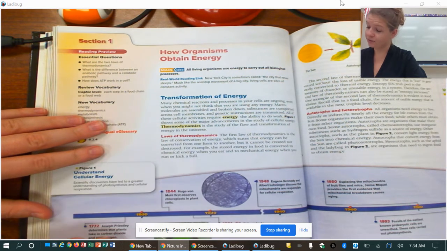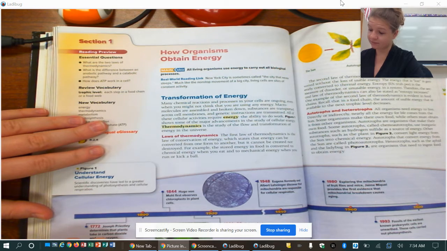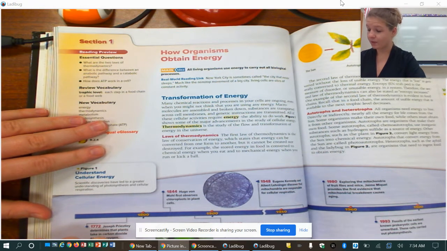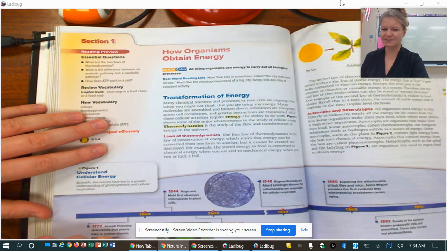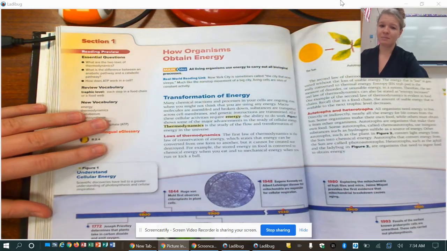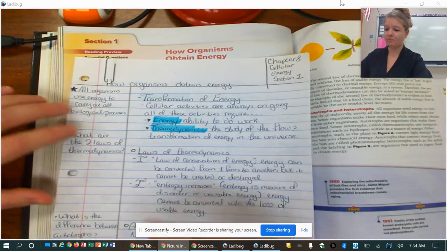Real world reading link. New York City is sometimes called the city that never sleeps, much like the nonstop movement of a big city. Living cells are sites of constant activity. All right, so from that, I thought, well, I don't really need to add that cells are like a big city, but I do think it's important to set up my Cornell notes.